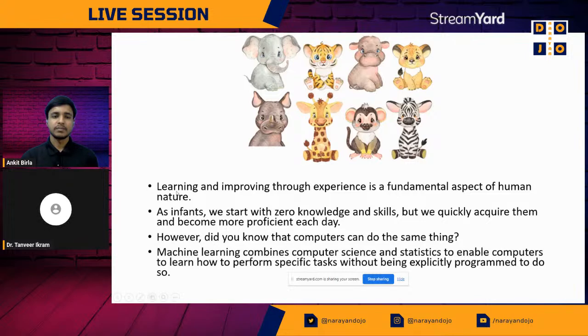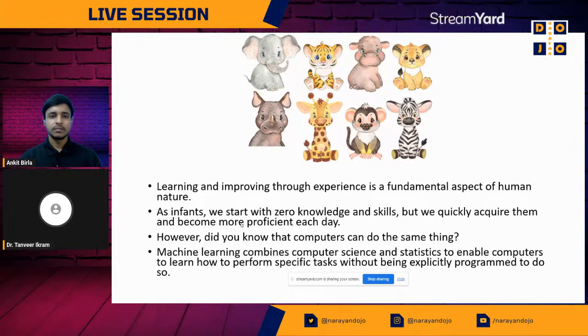Here it is written: learning and improving through experience is a fundamental aspect of human nature. Learning starts when you are born, and once you die, at that time the learning stops. Everything you see is learning, everything you hear is learning, everything you go through is learning. As infants, we start with zero knowledge and skills, but we quickly acquire them and become more proficient each day. However, did you know that computers can do the same thing?